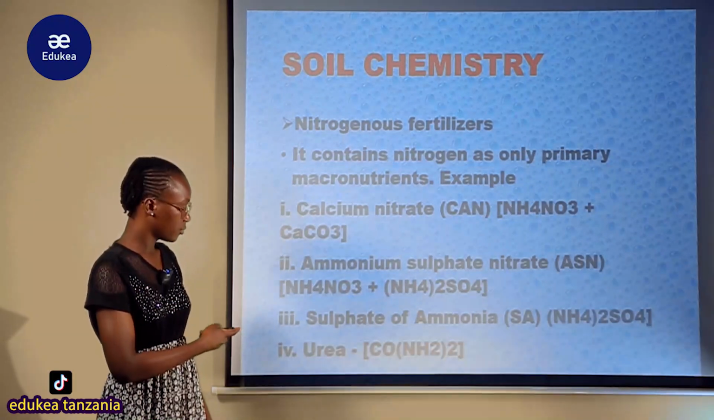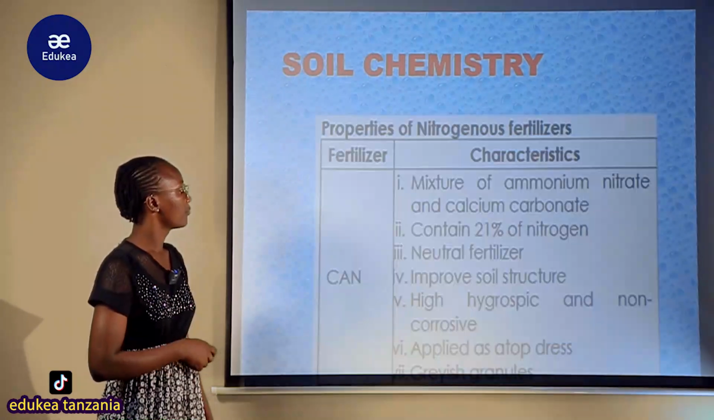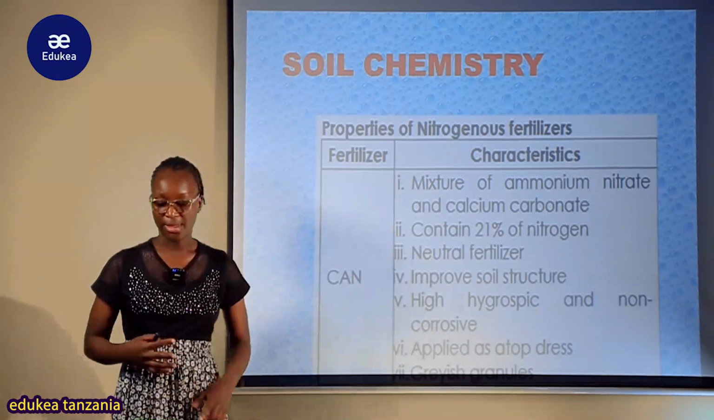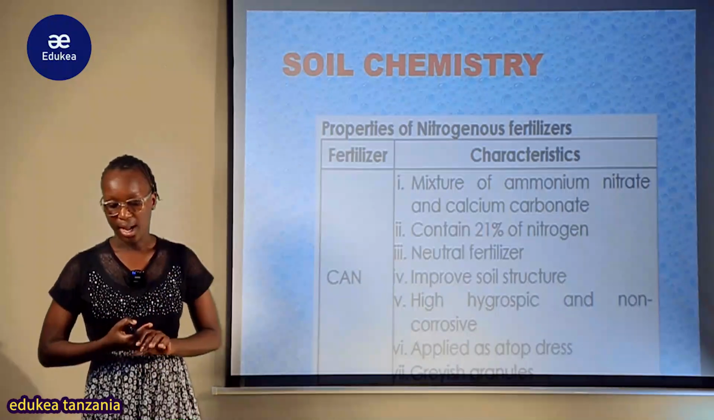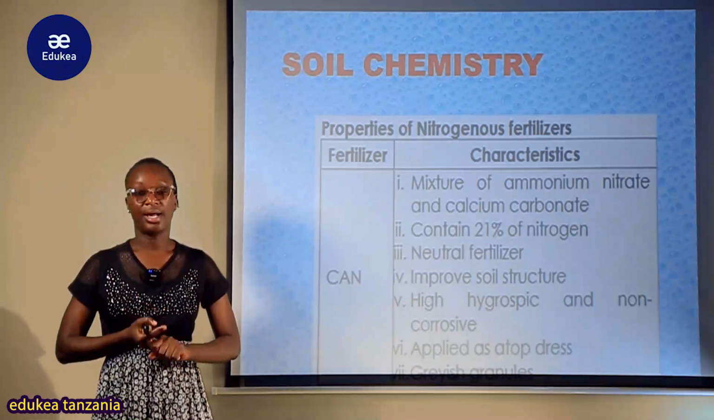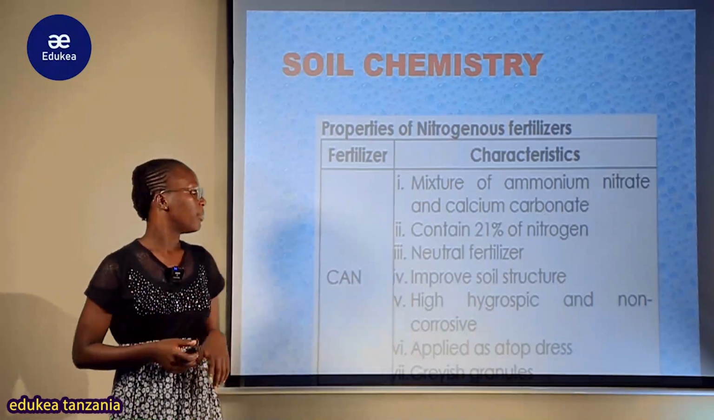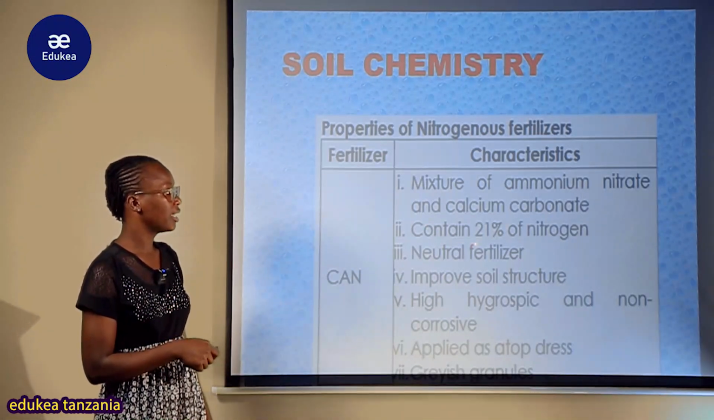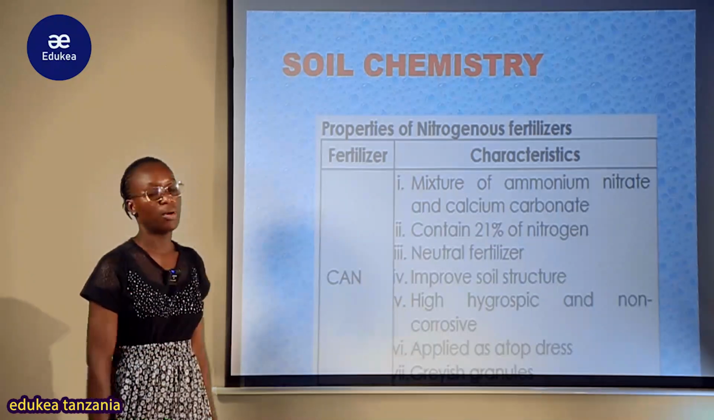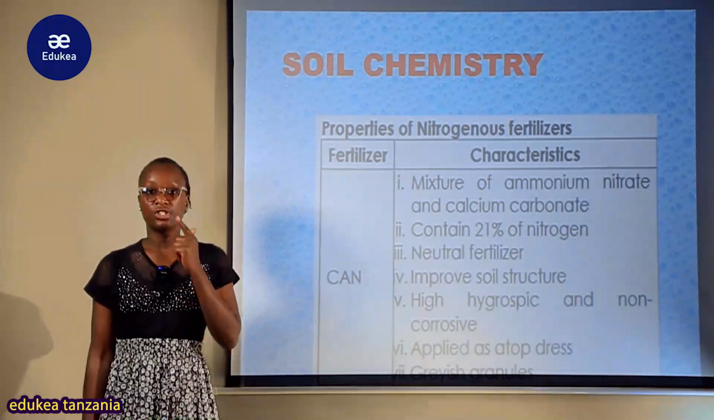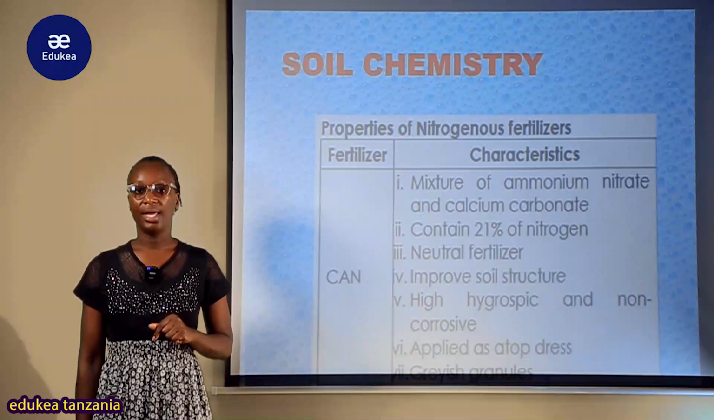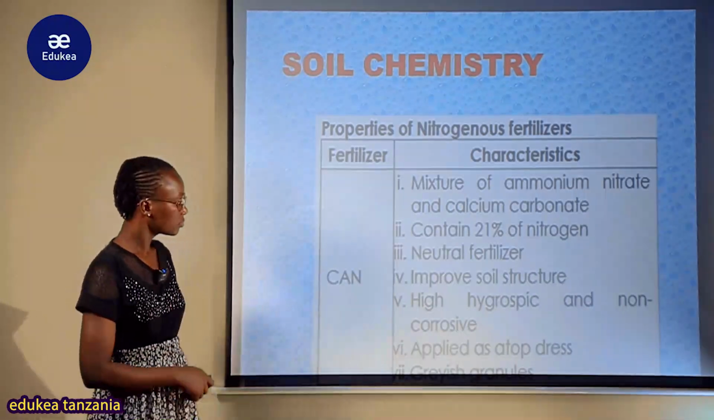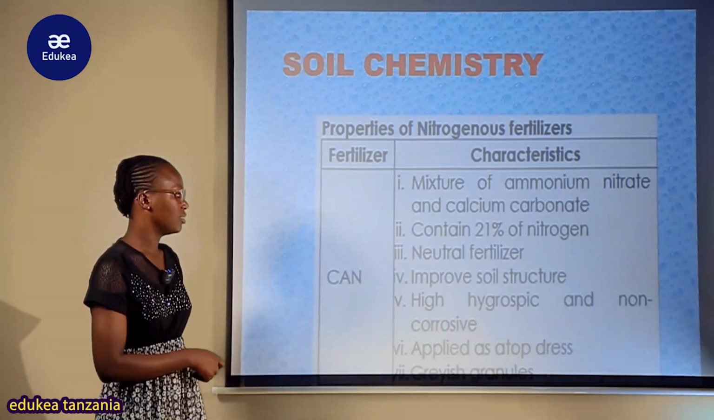Calcium nitrate. So the calcium nitrate here is first mixed with the ammonium nitrate and the calcium carbonate, kwamba yenyewe inachanganyika na ammonium nitrate vile vile na calcium carbonate. But also this calcium nitrate yenyewe ina contain 21% of nitrogen, kwamba the percentage composition of the nutrient is about 21%.